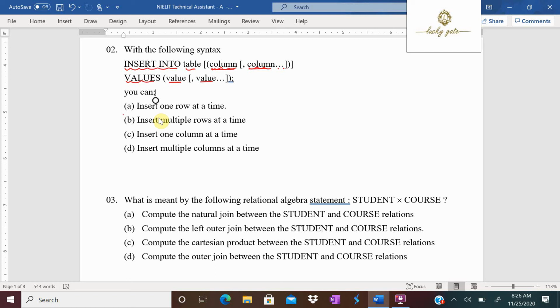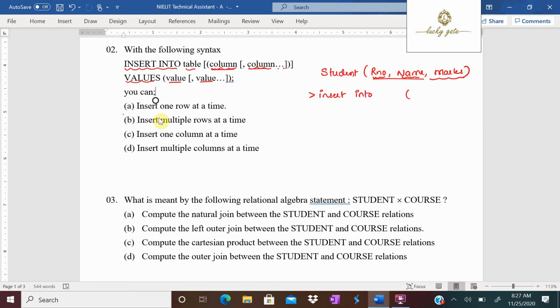Here, try to understand. Suppose my table is a student having attributes roll number, name, and marks. Suppose I wanted to insert only roll number and name of the students first. Marks I wanted to update later with the student records. First I wanted to know who are the students, what are their roll numbers, and what are their names. For doing this, what is required? We have to use insert into query.